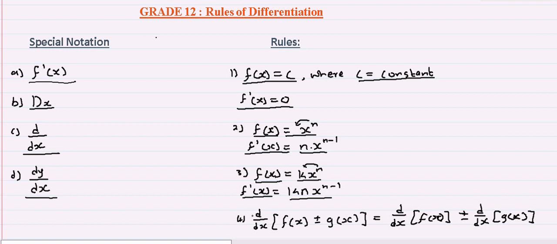Rule number 4 states the following. If you are given f of x plus or minus g of x, the derivative will be the derivative of f of x plus or minus the derivative of g of x. It just means you can find the derivative of them separately using the above rules. But we'll look at the examples and check. So let's go and check the examples.